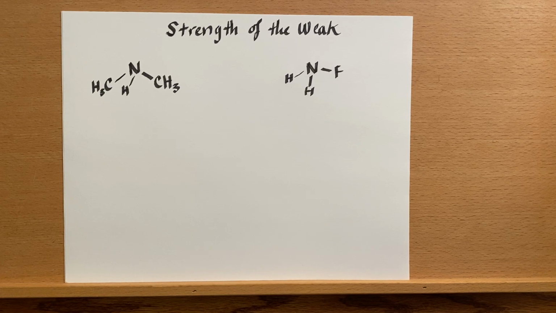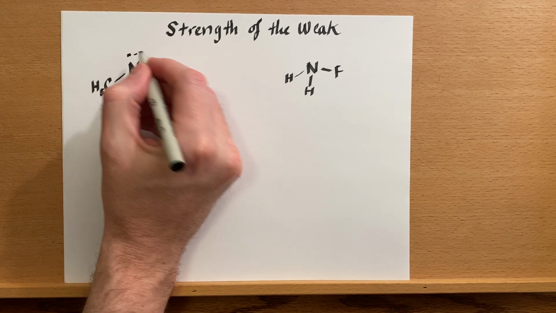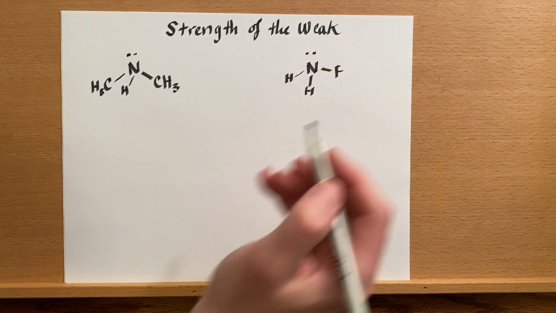We can also use electronic effects to look at the strength of weak bases. Here I've drawn up two weak bases that are based on nitrogen, and you'll notice that there's a lone pair for each, right up there.